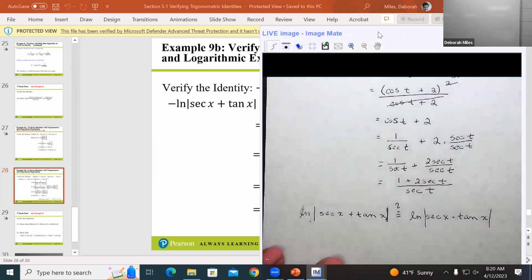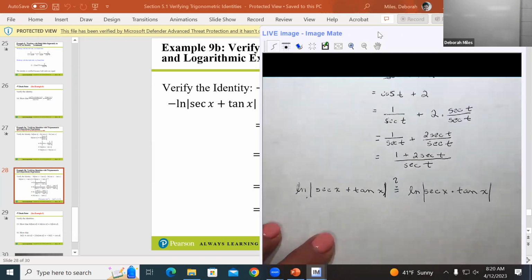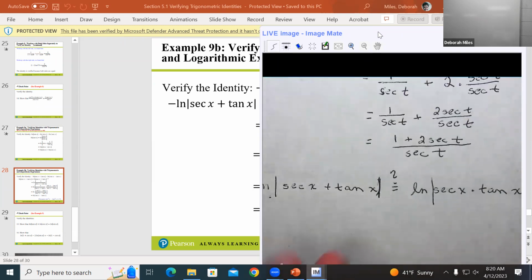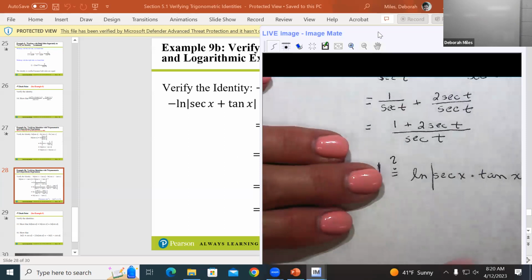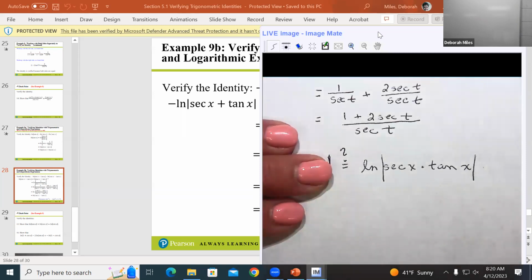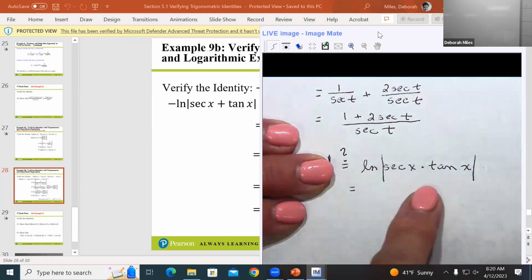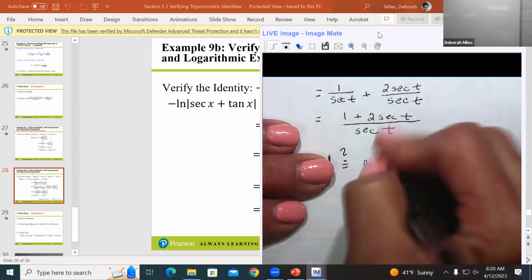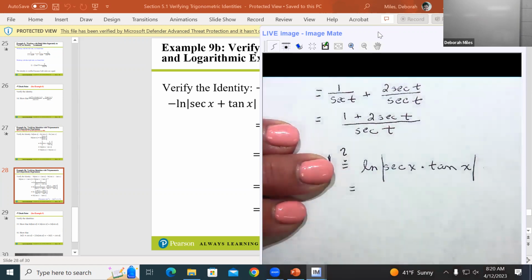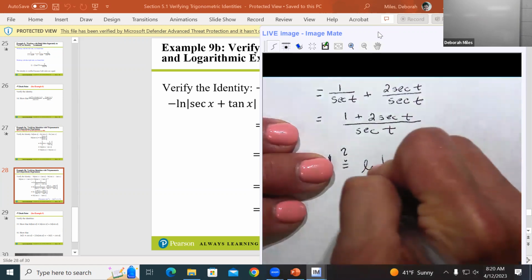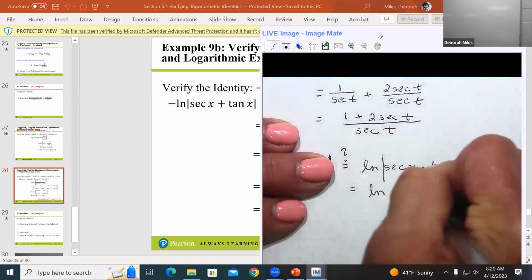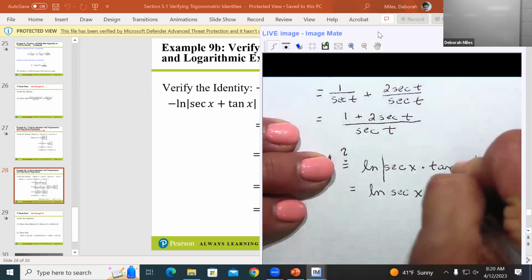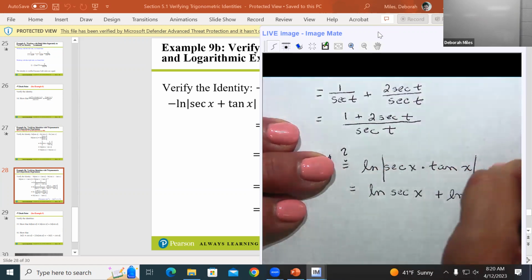So that's your question, right? Yeah. Okay. Instead of looking at this left-hand side, look at this right-hand side and tell me how you would rewrite that. The log of a product can be written as the sum of how many logs? Sum of two logs. So natural log of secant x plus natural log of tangent x.